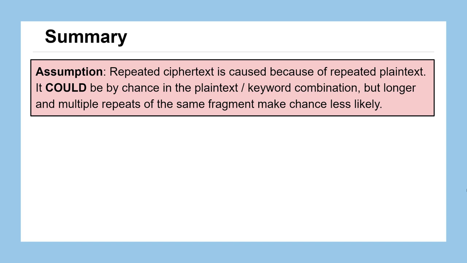Now, before we do this, there's a big assumption here. The assumption is that these repeated fragments of ciphertext are only caused because of the repeated values in the plain text and our keywords getting back in sync due to their length. In theory, it could be just by chance alone that we're getting these repetitions. Maybe we have some keyword and it lines up just right to create a repetition that otherwise wouldn't have been there. But if we have a long repeat, like six or seven characters like we've seen, and you get multiple repeats of that same fragment, the chance of this repetition in your ciphertext just being pure luck is very, very small. So we're going to make this assumption, but just realize it could be wrong in very specific situations.